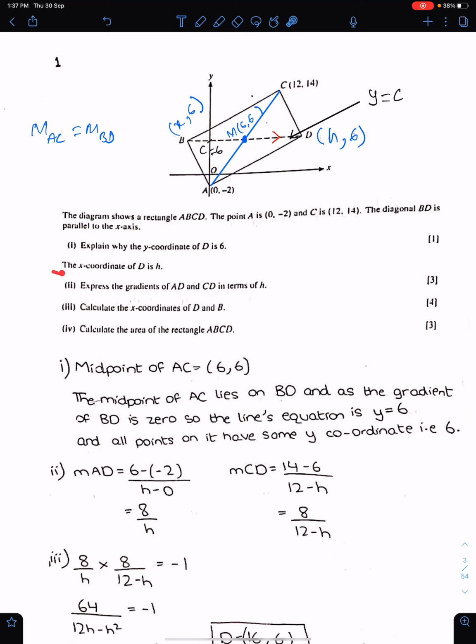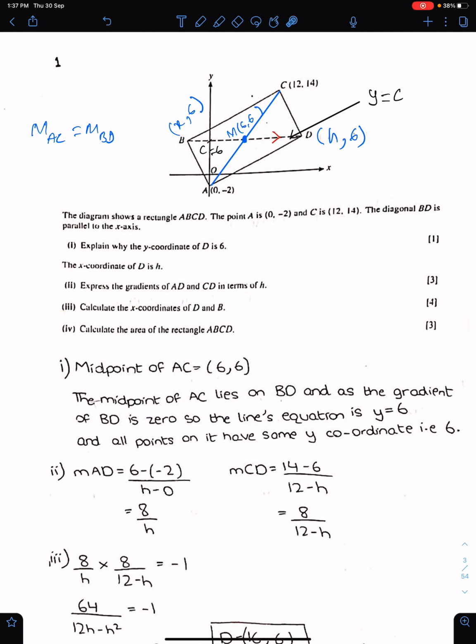Part 2. The x-coordinate of D is h. Express the gradients of AD and CD in terms of h. This is so simple. We have A, we have D, we can easily find the gradient of AD, which is 8 upon h. We have C, we have D, so we can easily find the gradient of CD as well, which is 8 upon 12 minus h.